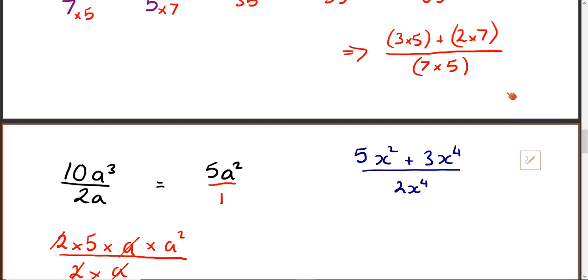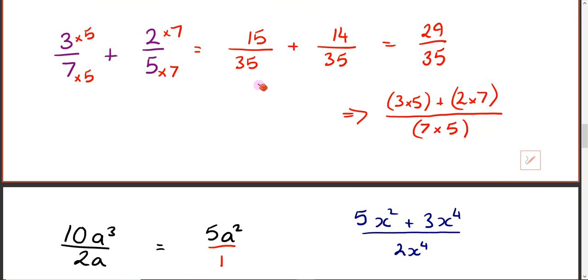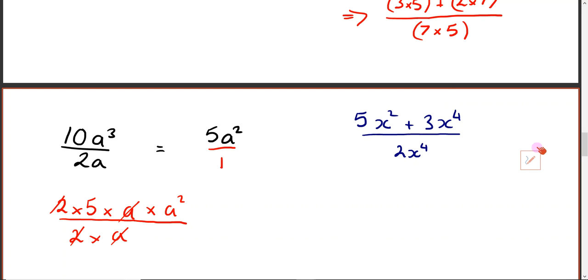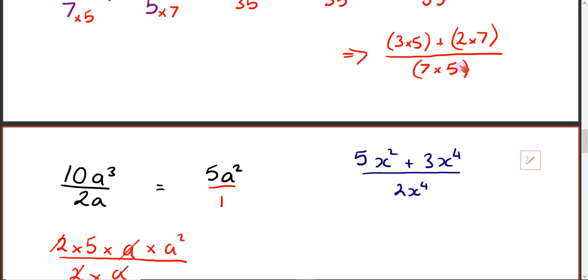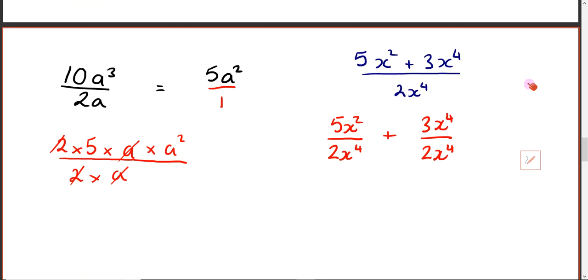Do you remember up here, I split it like this when I'm adding? Now I'm going to go from this back this way, but with my algebraic one. So I'm going to rewrite it as 5x squared divided by 2x to the power of 4 plus 3x to the power of 4 divided by 2x to the power of 4. So don't write that yet, but does that make sense? You're happy to do that, okay? All right, could we simplify those fractions before adding them together?